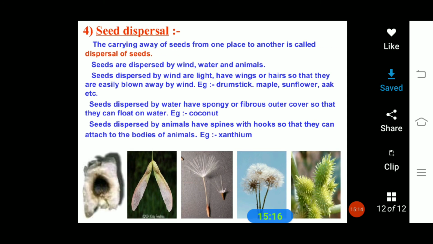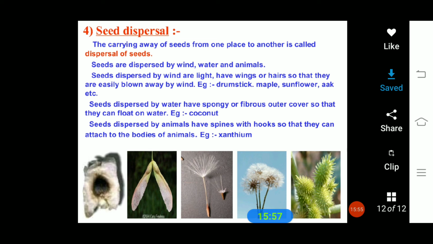Okay, next is seed dispersal. Seed dispersal means the carrying away of seeds from one place to another place. Seeds are dispersed by wind, water, and animals. Seeds dispersed by wind are light and have wings or hairs so that they are easily blown away. For example, students, drumstick, maple, sunflower, and oak are examples of seeds dispersed by wind.